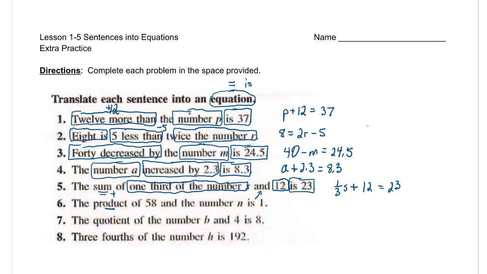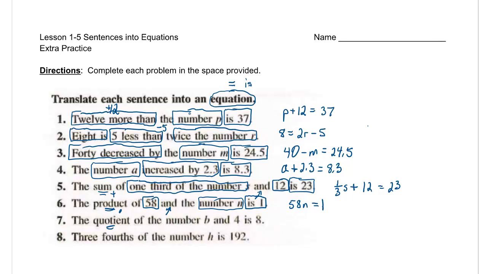Now the word product, that's multiplication. As you read further, you can see what the two things being multiplied are. The two things are going to be joined with the word and. So one of them is 58, and now you have the word and. What's the other thing? The number n. So we want to show the product of 58 and n. That's 58 times n, just 58n. And now it says is 1, equals 1.